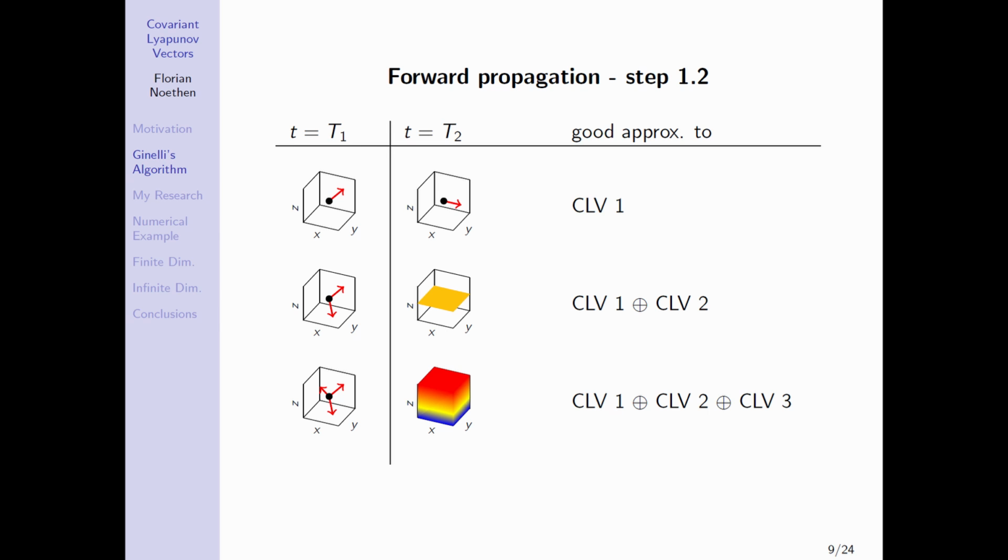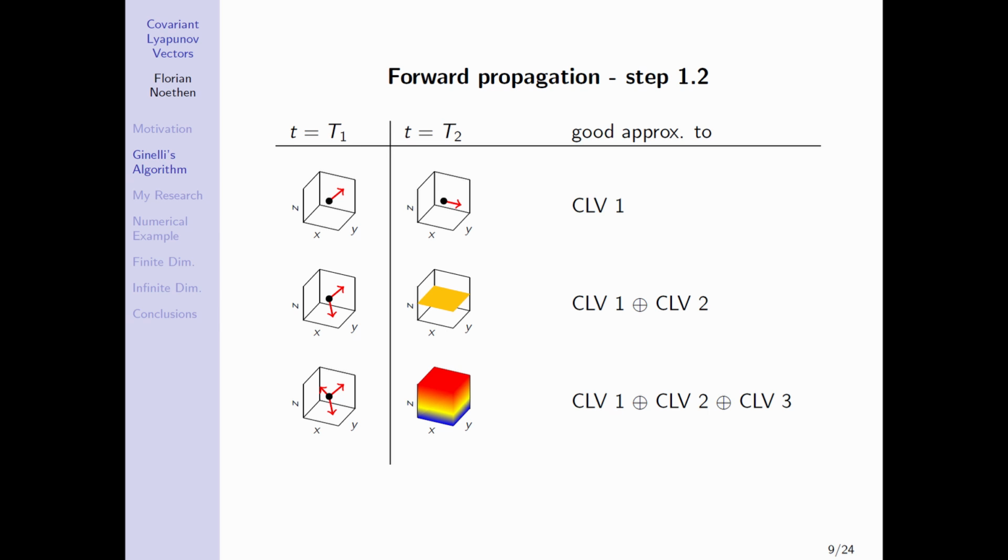Similarly, we can look at more initial vectors, and if we propagate them forward, we get a similar result. So let's say for k vectors, the k-dimensional subspace spanned by those vectors will align with the fastest expanding k-dimensional subspace, that is the span of the first k CLVs. At least analytically, that's how we compute spans of the first CLVs.